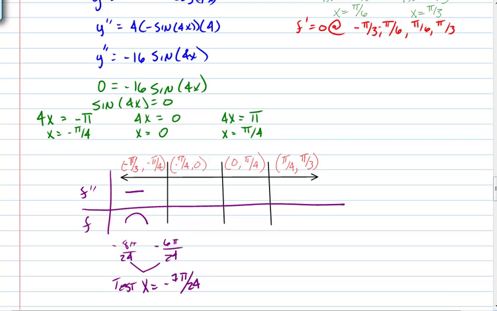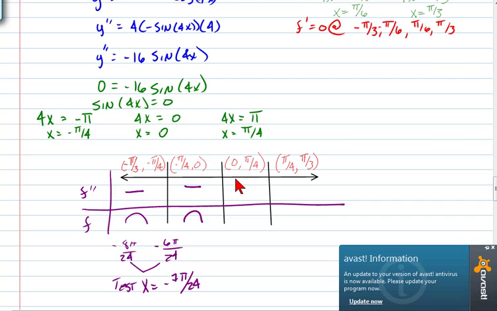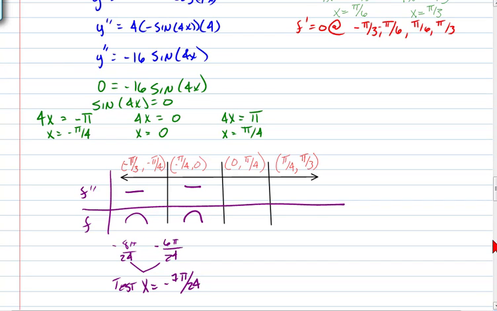Go between negative pi over 4 and 0. I have negative pi over 6, don't I? Yeah. So that would be sine of 4 pi over 6, which is 2 pi over 3. Sine of 2 pi over 3 is in quadrant 2. Sine's positive times a negative. This is concave down. Go to the next interval. Test pi over 6. Well, that would be 2 pi over 3. That's positive, negative, negative, concave down.